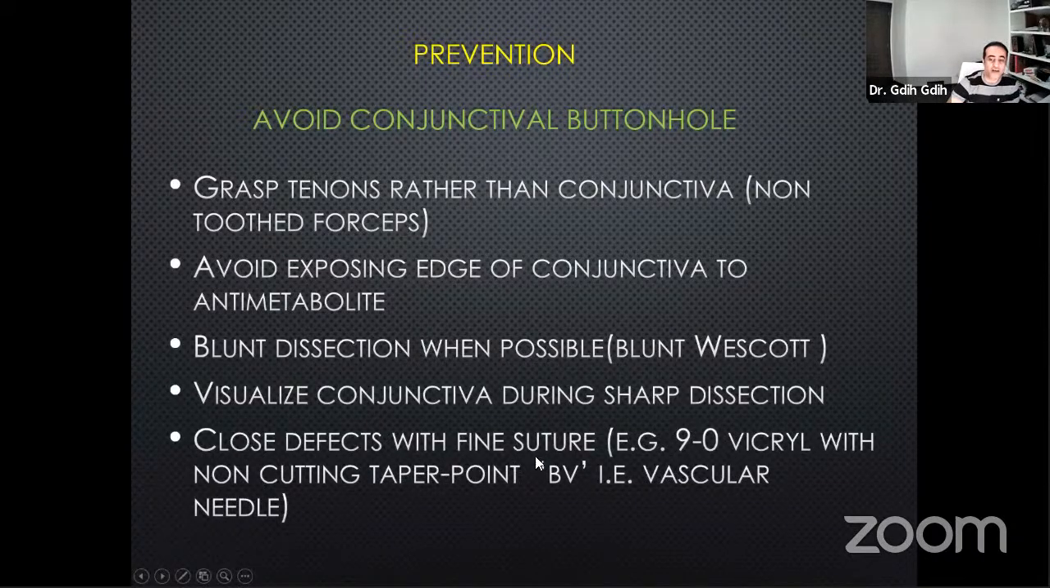Close defects with fine sutures. Let's say you're dissecting a very fine conjunctiva, especially in patients who have been on eye drops for a very long time. They will have a very fine conjunctiva that you may inadvertently cut. If it happens during the procedure, you may want to close it with a very fine suture, like a 9/0 Vicryl with a non-cutting taper point or a blood vessel needle.